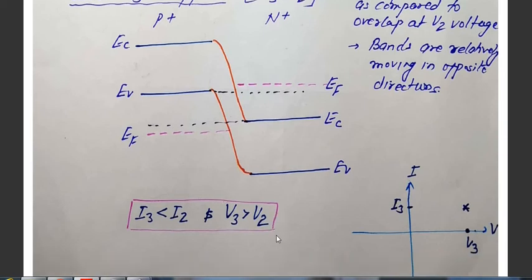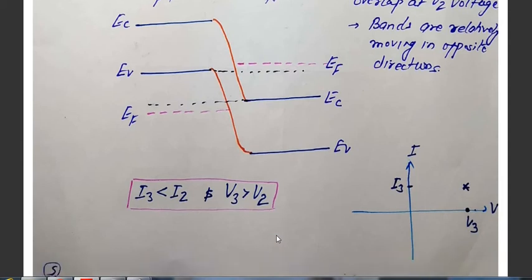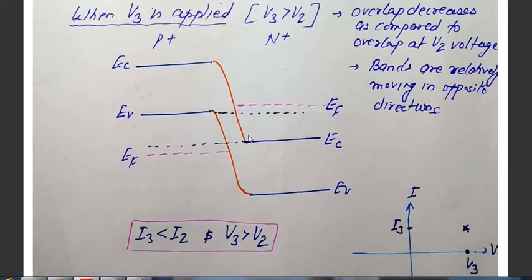Now this can be understood by this IV curve. Here we have applied V3 voltage, which is greater than the previously applied voltage V2, and corresponding to this voltage we can see we are getting I3 current flowing across this tunnel diode, and the magnitude of this I3 current is less than the I2 current, because we have already seen that at voltage V3 the overlapping is comparatively very less.